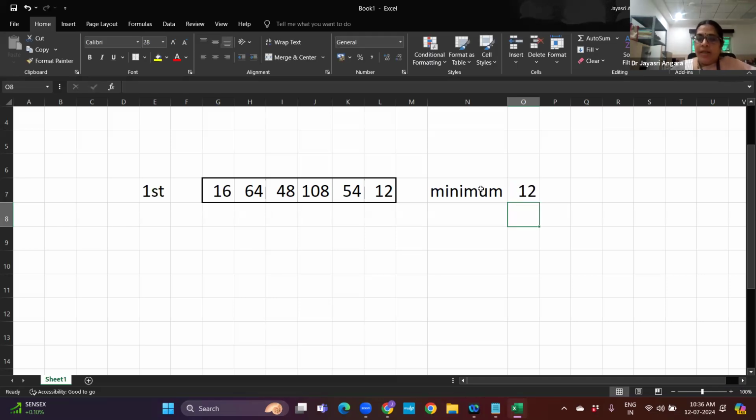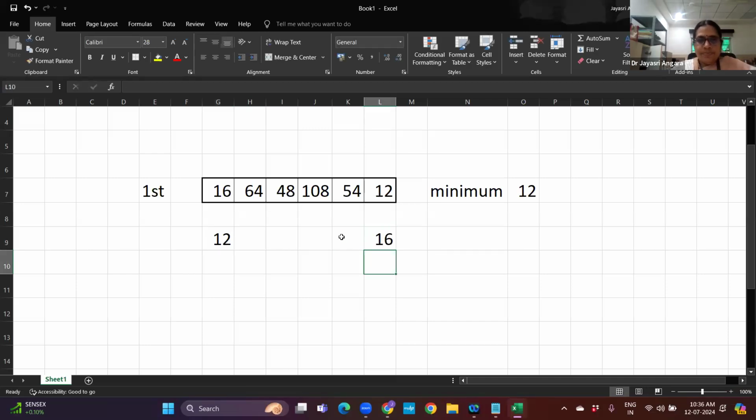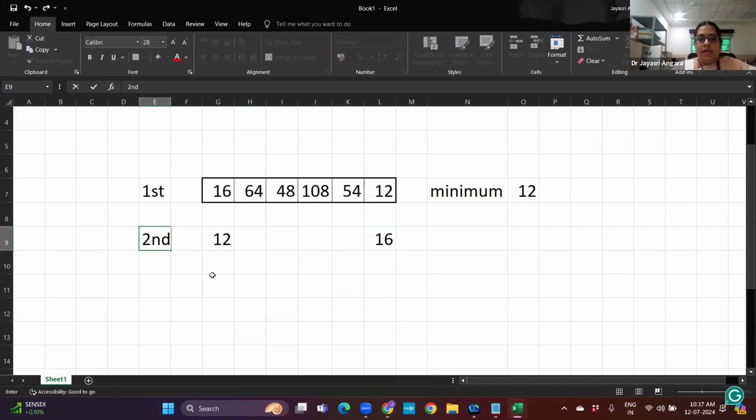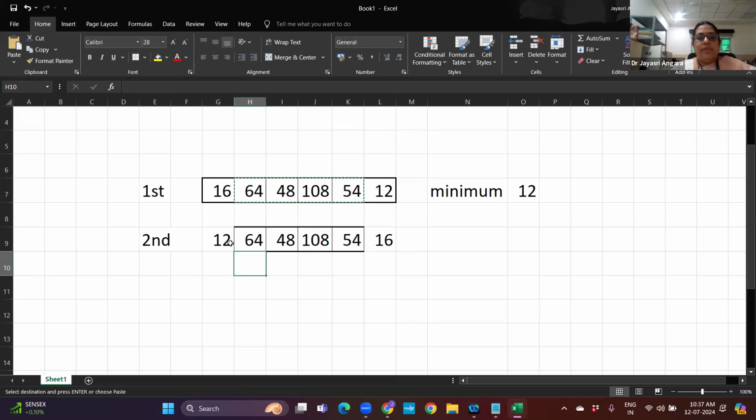So the minimum element is swapped with the element which is under comparison. That is the main principle here. So 12 occupies the position of 16 and 16 occupies the position of 12. So this is the beginning of my second iteration and all the remaining elements remain as they are. If you see, the very first element 12 is sorted now.